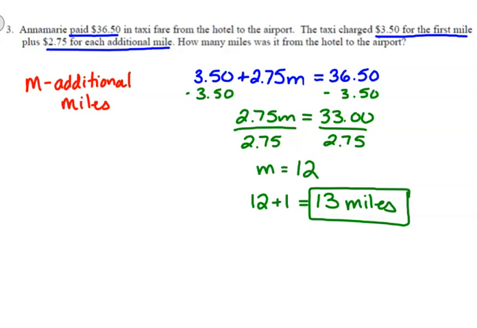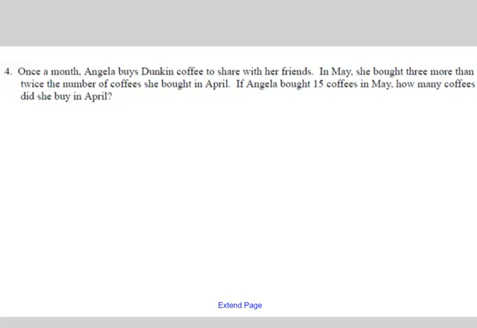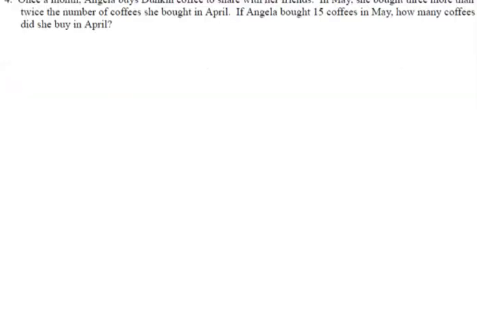Because that's how far it was from the hotel to the airport, because it was $3.50 for that first mile plus the 12 additional miles that I got from my equation. So this one has that little trick to it, that my answer for M in this case is not actually my final answer. So once again, if you need more time with question 3, hit pause. Otherwise, we're going to look at question 4.